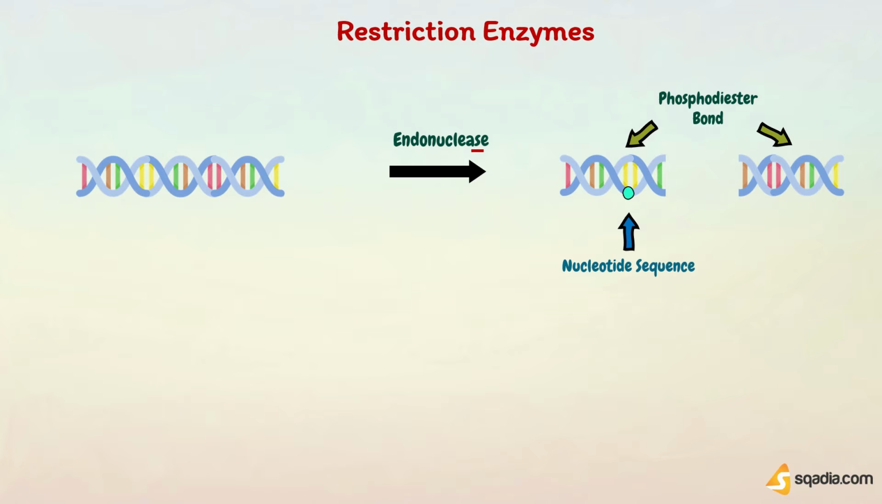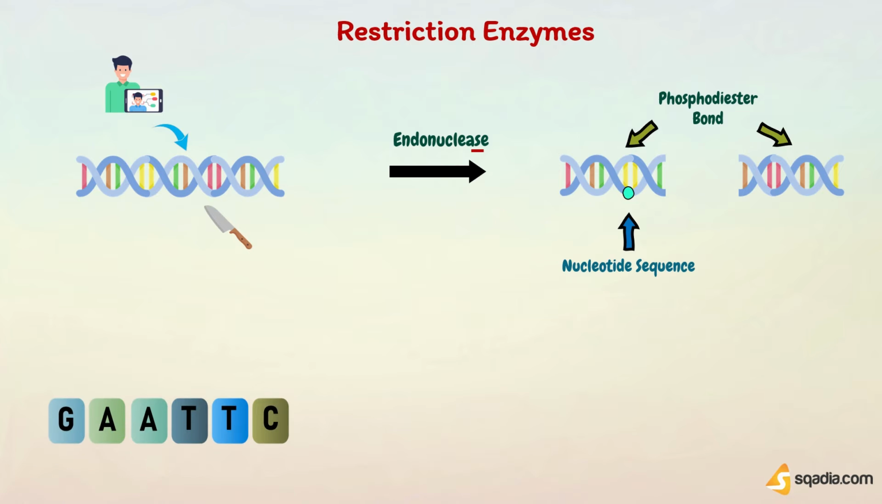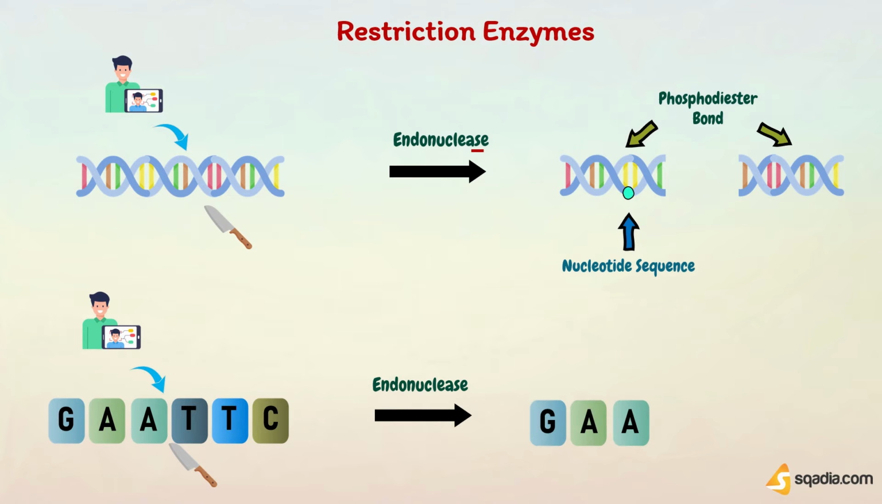The nucleotide sequence recognized by the endonuclease is called a restriction enzyme. It means this restriction enzyme recognizes a particular sequence of nucleotides and causes cleavage. For example, a particular restriction enzyme, or endonuclease, recognizes this sequence of nucleotides, GAATTC, at a particular point, and causes cleavage, that is between A and T.